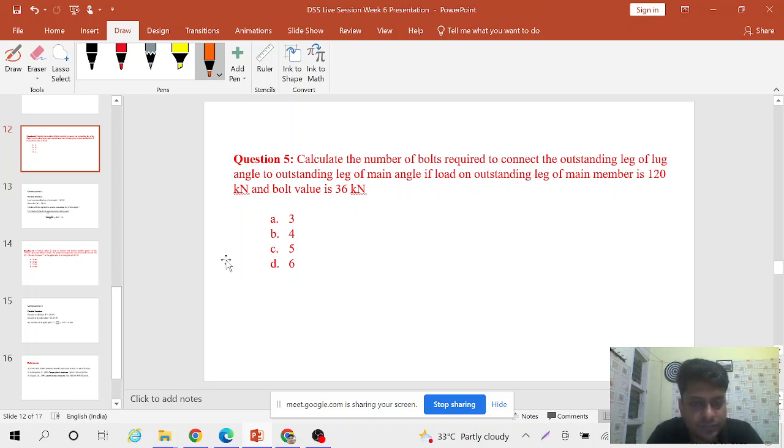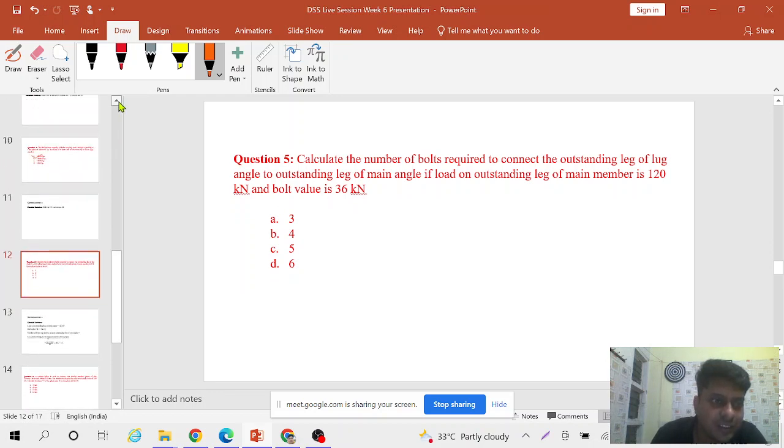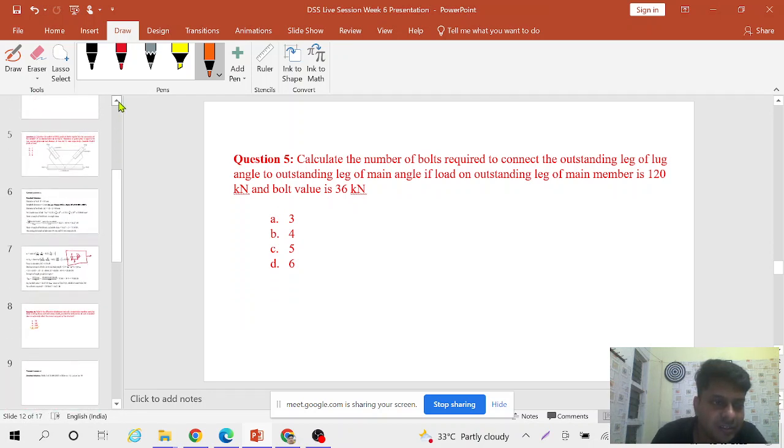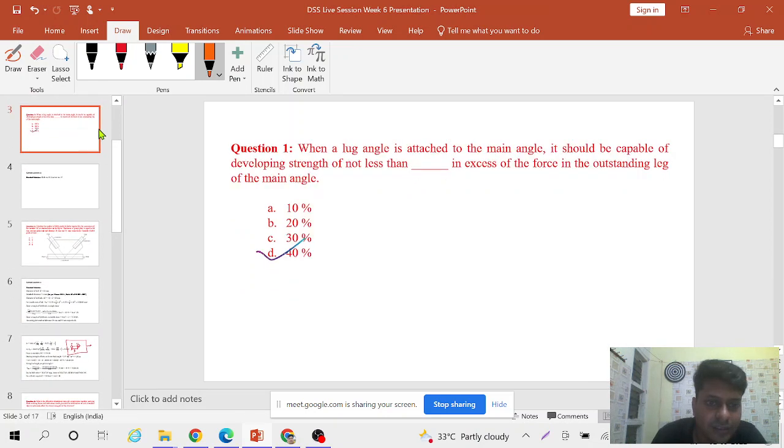Sir, actually, I have to revise it. No, you don't need to revise. You have just answered this in the question above. The only thing you have to do is recall. I think in which question? Let me check. Calculate the number of bolts required to connect the outstanding leg. Here you have answered this, 40%. Yes, sir. So please read this question again.